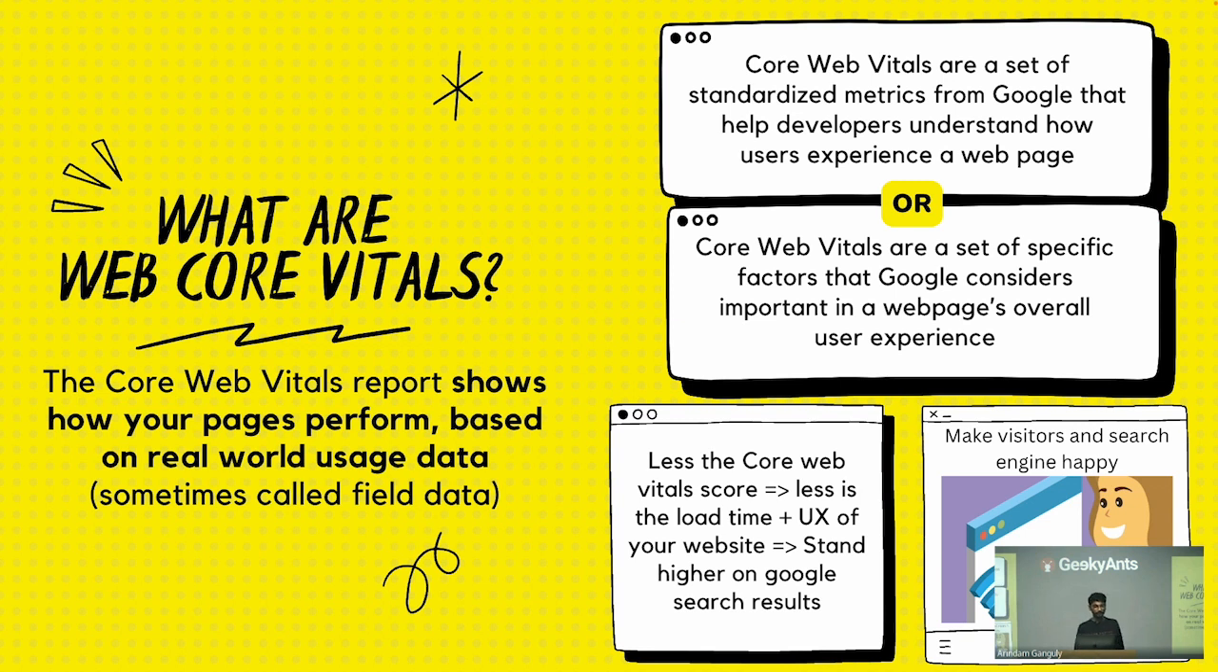If you try to define it, it's a set of standardized metrics from Google's in-house developers to understand how the user experiences a web page. Alternatively, you can say it's a specific set of factors that Google considers important for a web page's overall performance. By default, the lesser the core vital score is, the lesser the load time and the better the user experience of your website, and that gives you a higher rank on the Google search results. It makes both your visitors and the search engine happy.